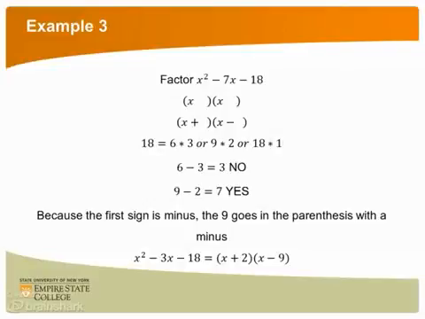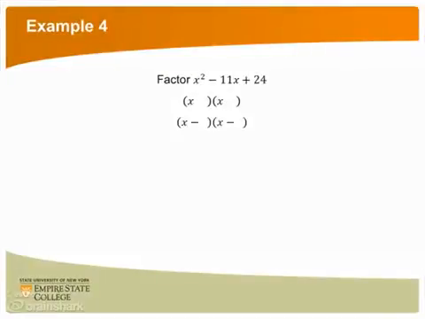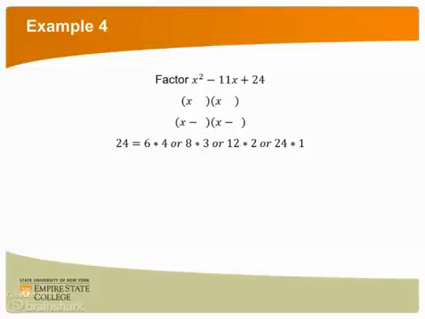Let's see one last example. Let's try to factor x squared minus 11x plus 24. Split the x squared. Because we have plus 24, our signs in the parentheses will be the same. Since we have minus 11x, both signs will be minuses. We factor the 24. We could have 6 times 4, 8 times 3, 12 times 2, or 24 times 1.